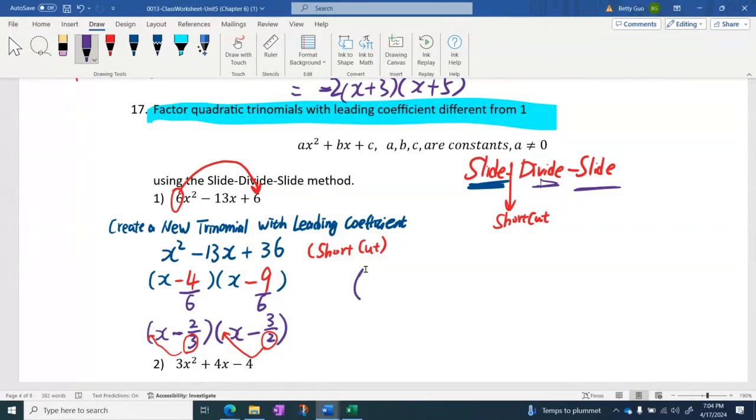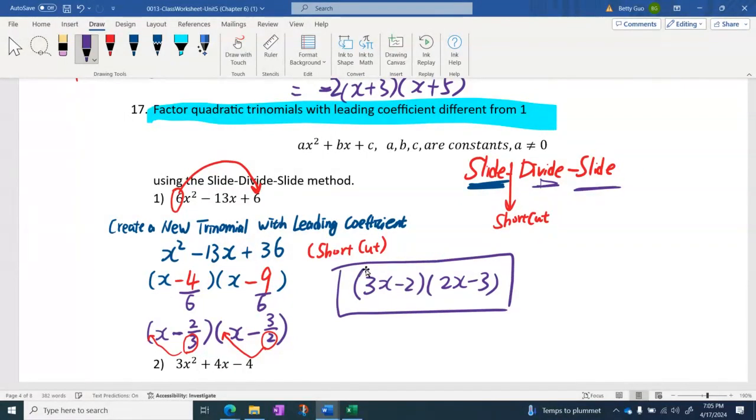In the first parentheses, we have x minus 2 over 3. The denominator is 3, not 1, it is 3. So we have to slide a 3 in front of x. We have 3x minus 2. And in the second parentheses, we slide a 2 in front of x. We have 2x minus 3. And this is the final answer.